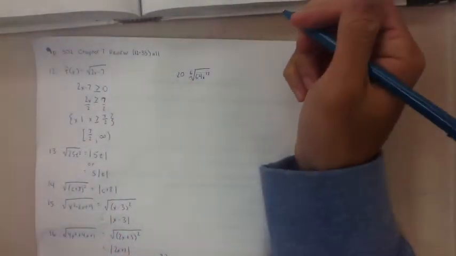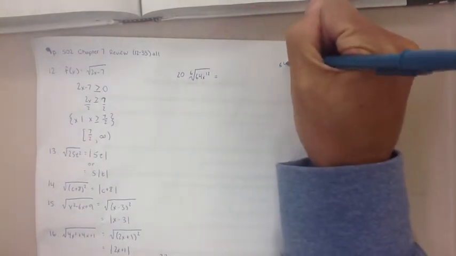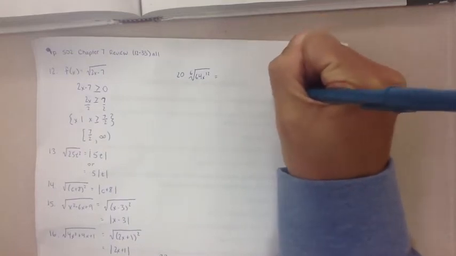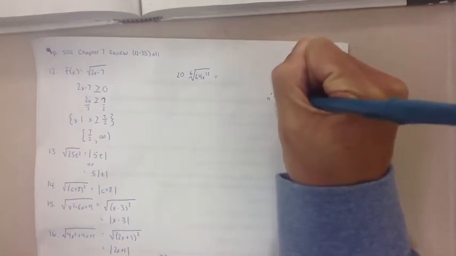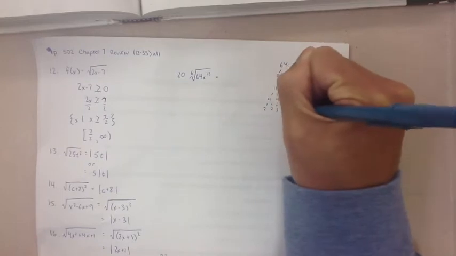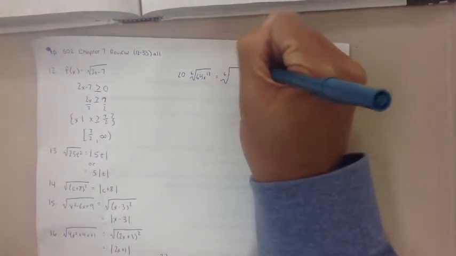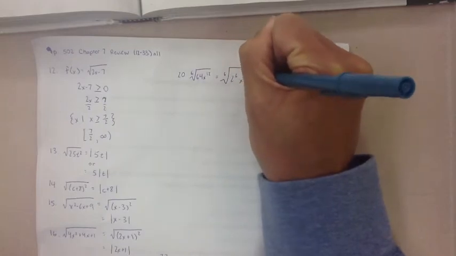Number 20, we're taking the 6th root of 64x to the 12th. 64 is going to factor 32 and 2, 16 and 2, 4 and 4, 2, 2, 2, 2. So that's 2 to the 1, 2, 3, 4, 5, 6. This is the same thing as 2 to the 6th, x to the 12th.